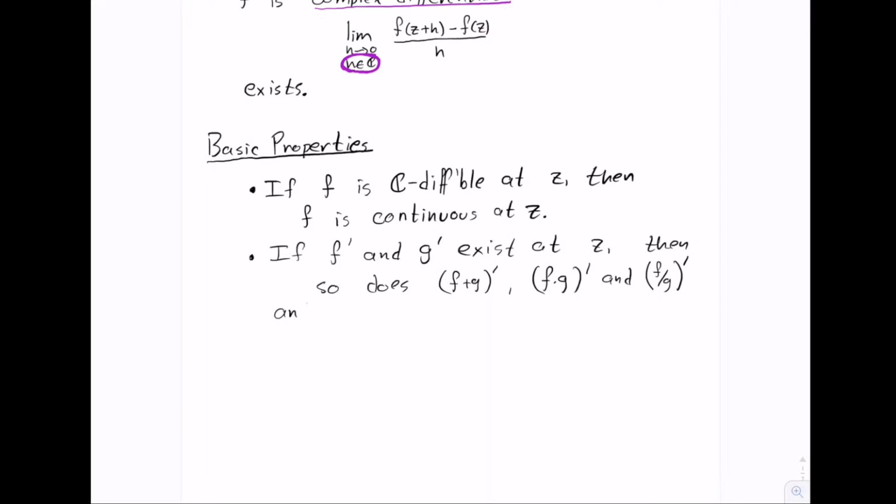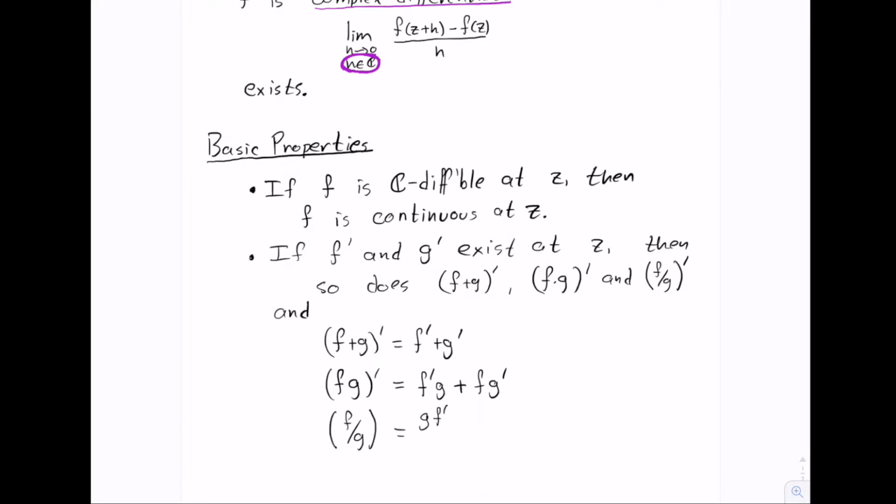And moreover, we have the sort of basic formulas that we're accustomed to. So (f plus g) prime is equal to f prime plus g prime. (f times g) prime is equal to f prime g plus f g prime, and (f over g) prime is equal to, low, oops, I didn't mean to write L, so g, d high, f prime, minus high, d low, over g squared. All right.